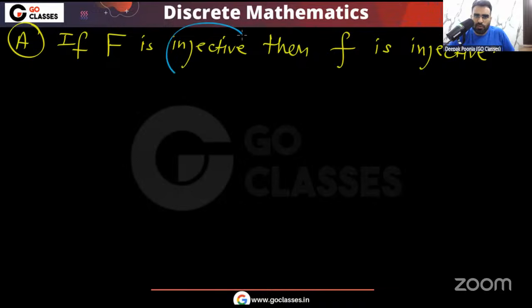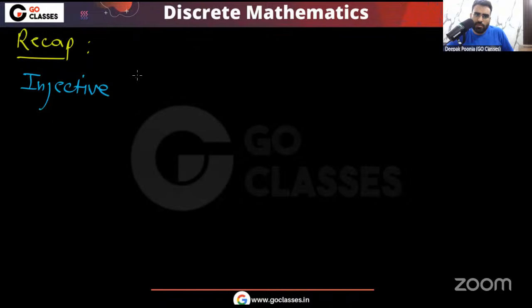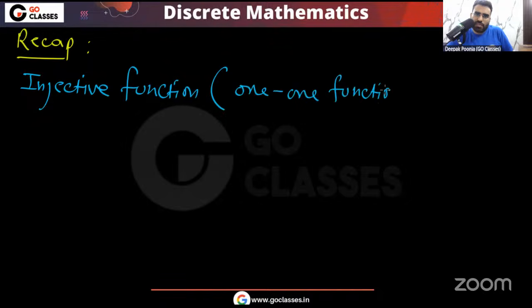First, you need to understand the definition of injective. What is the meaning when I say capital F is injective? The definition of an injective function basically says that different elements will map to different elements, correct? So very simple. You already know the definition of injective function. Let me just write it here as a recap. What is an injective function? Another name for injective function is one-one function.